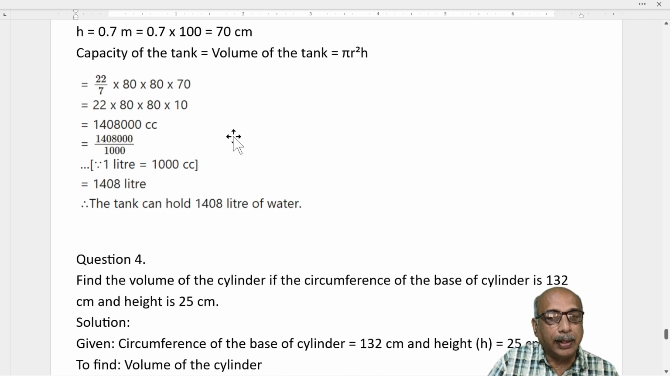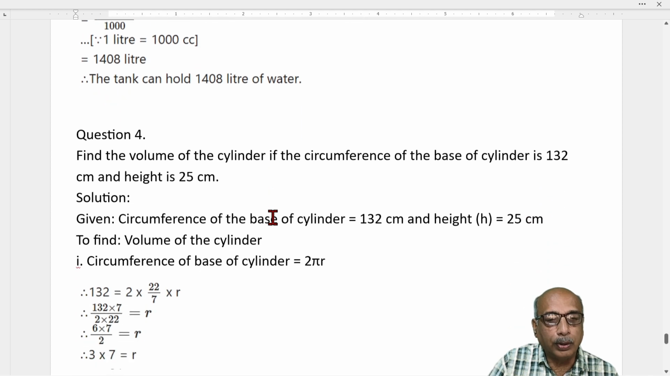Capacity of the tank equals volume of the tank, pi r square h. Substitute the value of pi, r and h. You will get 14,08,000 cubic centimeter. Convert this into liter. 1 liter equals 1000 cubic centimeter, divided by 1000, so it comes to 1408 liter of water it can hold. The tank can hold 1408 liter of water.